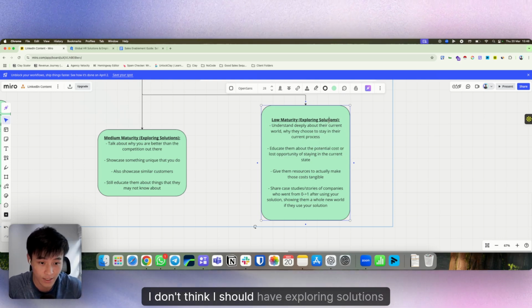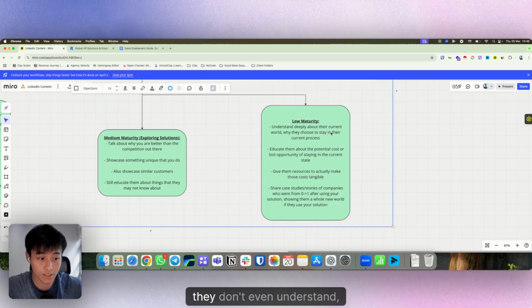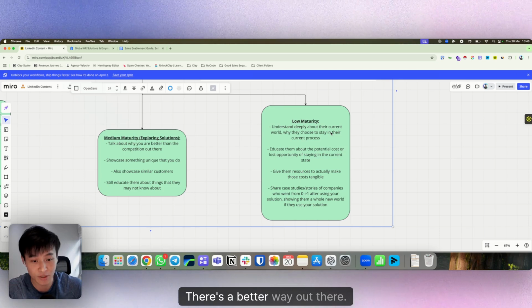Sorry, I don't think I should have exploring solutions here, so I'll just put low maturity. Yeah, they don't even understand. They don't even know that there's a different process out there. There's a better way out there.